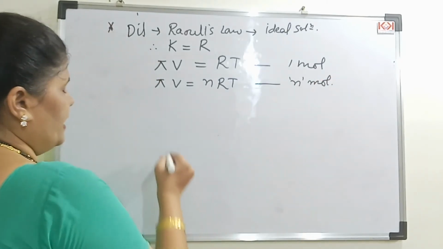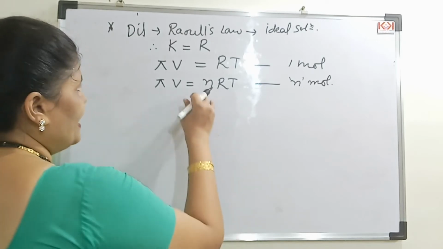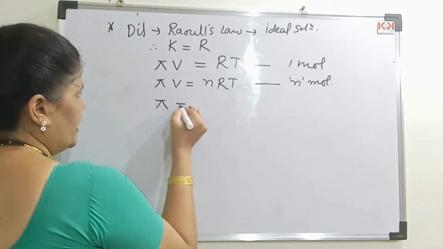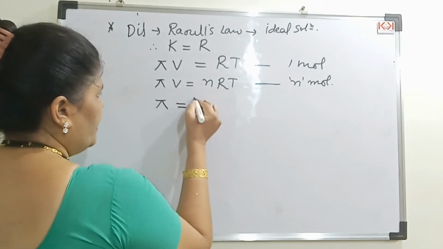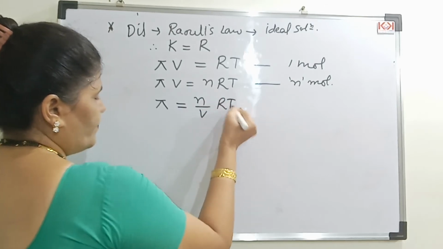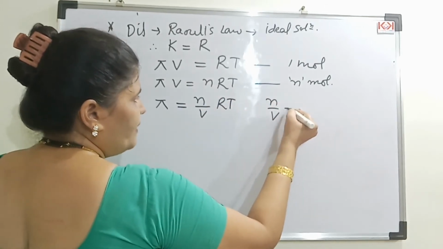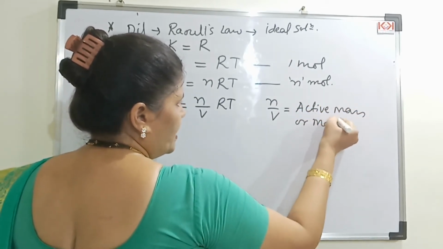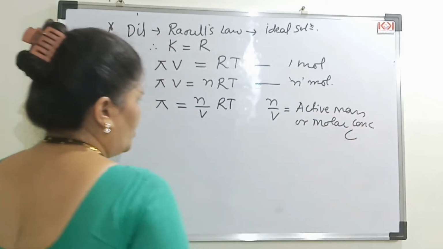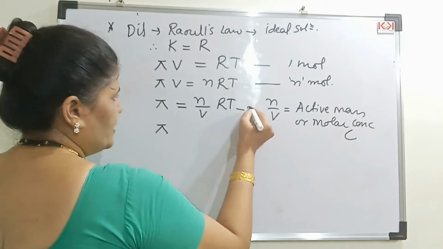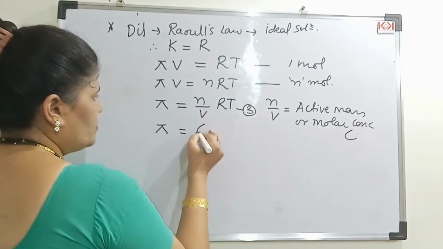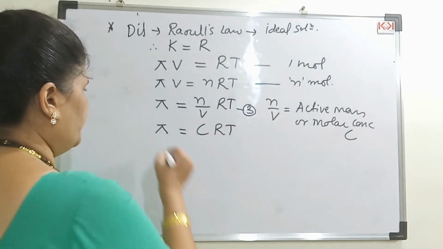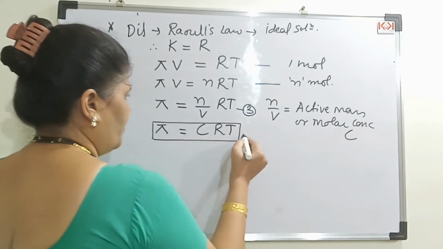Now let us make some rearrangements, and we will have 2 equations from this, and those 2 will be the final equations for the calculations. Now I am writing pi is equal to, shifting this V to this side, n by V RT. What is n by V, students? N by V is the active mass, or the molar concentration C. So I will mark this as equation 3: pi is equal to CRT. What is C? C is n by V, the molar concentration. So I got this equation as equation number 4.